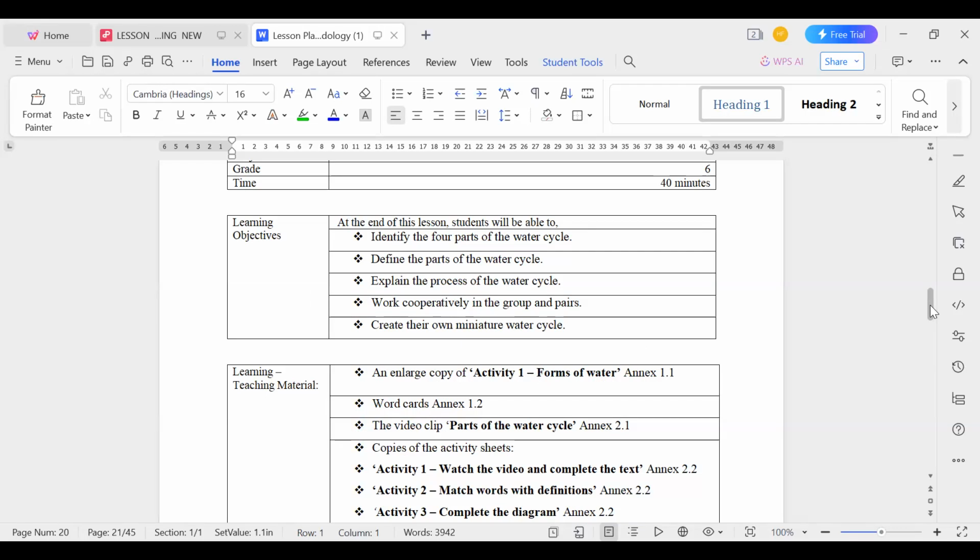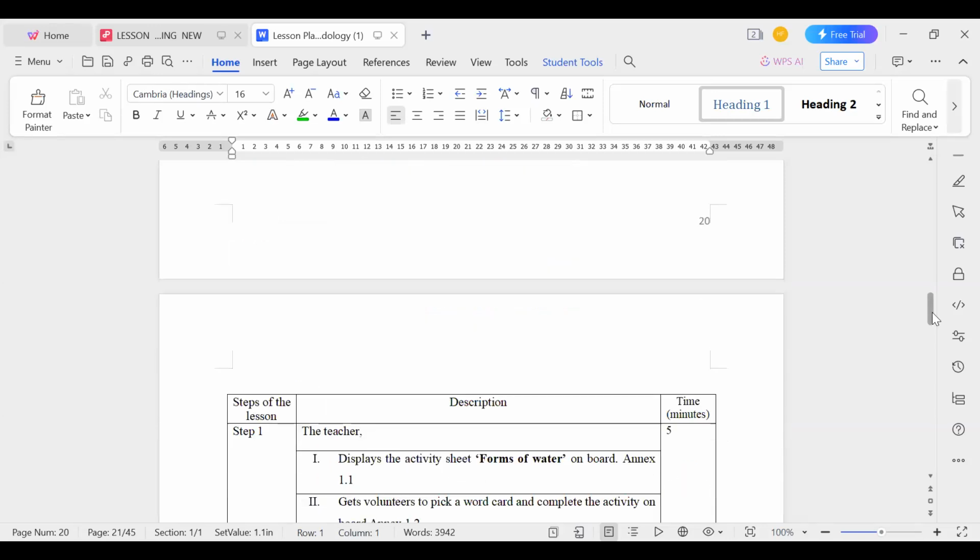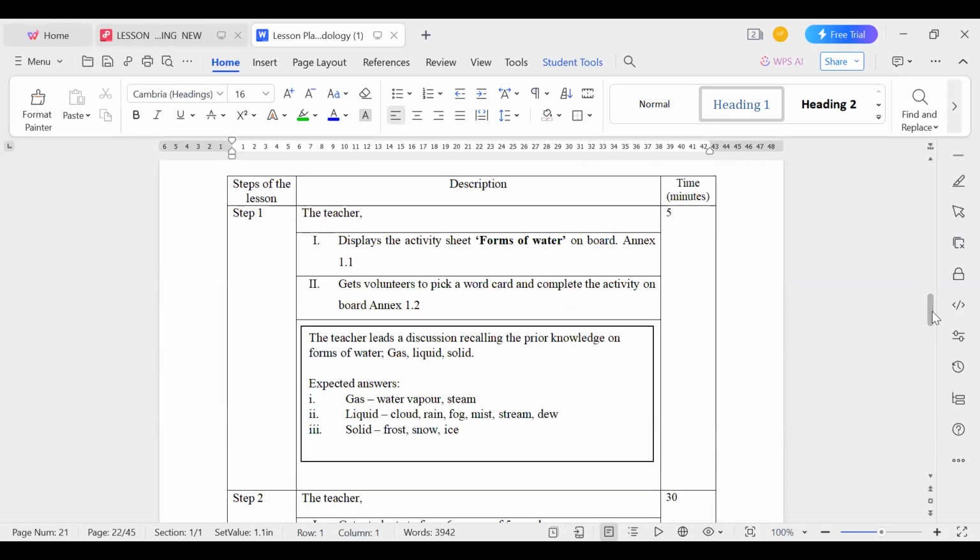So you plan a small activity for the whole class, because in 5E the engagement activity is whole class. So you come prepared for that. Everything is prepared. You display the enlarged copy of activity 1, forms of water, on the board, and give instructions to the students. You come, pick up a word and then paste it in the correct column. And then word cards are given separately. So this is how the steps are written for activity 1. Look at this. Step 1.